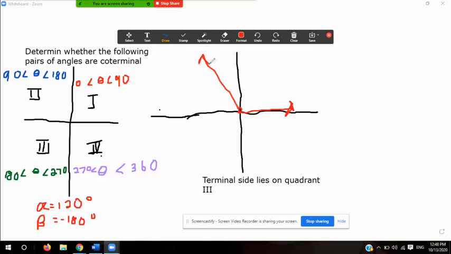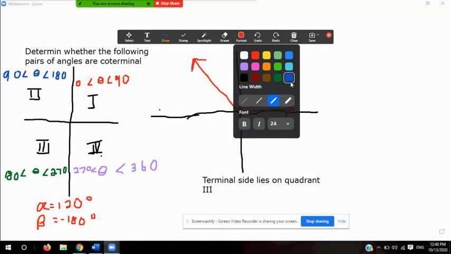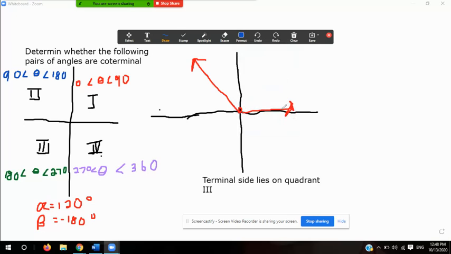Now, in order for these two angles to be considered coterminal, that means the terminal side of negative 180 has to be here as well. So let's use blue to illustrate negative 180. I'm going to use shades of blue because they're in standard position, so that means they have to be in the same initial position.